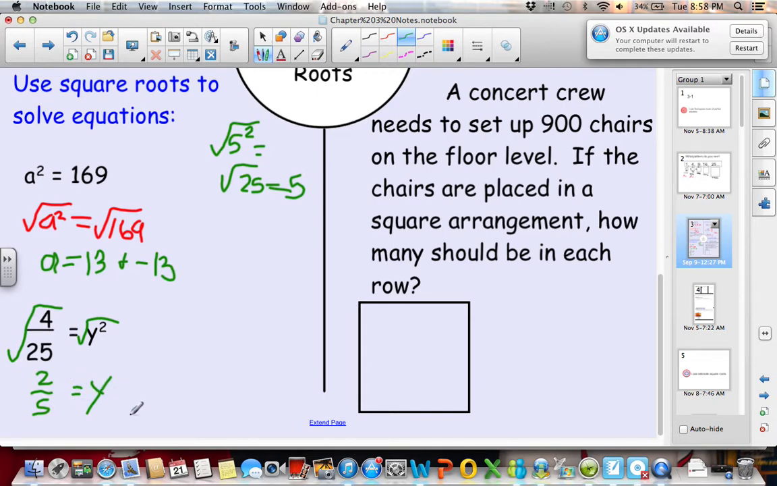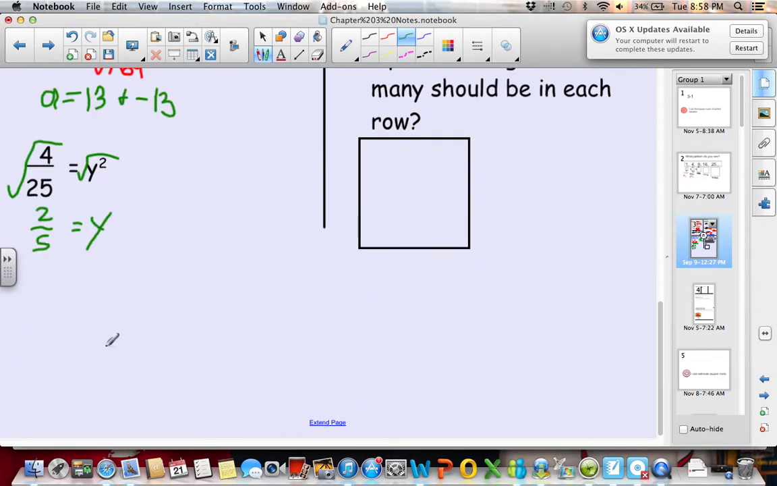And it also equals negative 2/5, because I know negative 2 times negative 2 is 4, and 5 times 5 is 25. So we have 2/5 and negative 2/5.